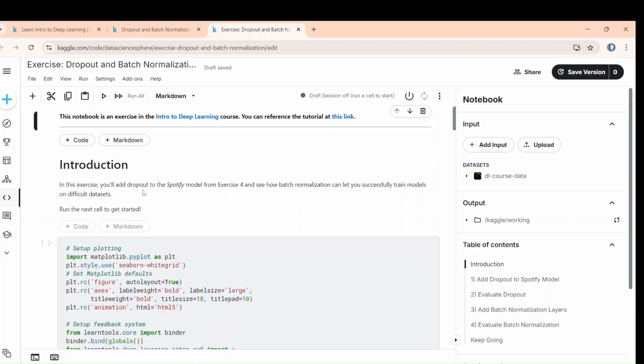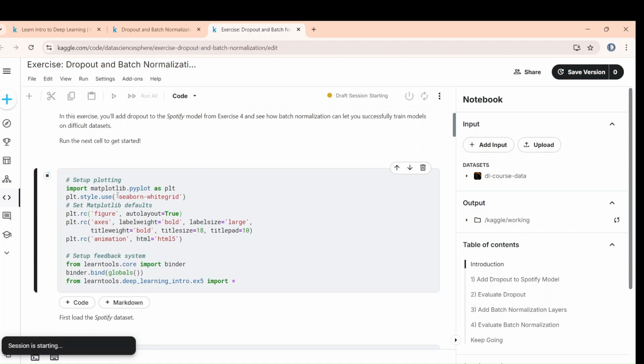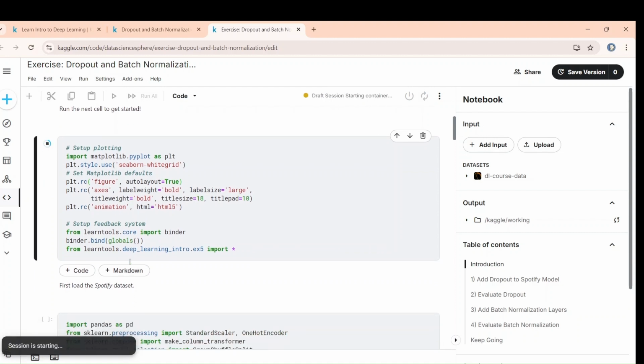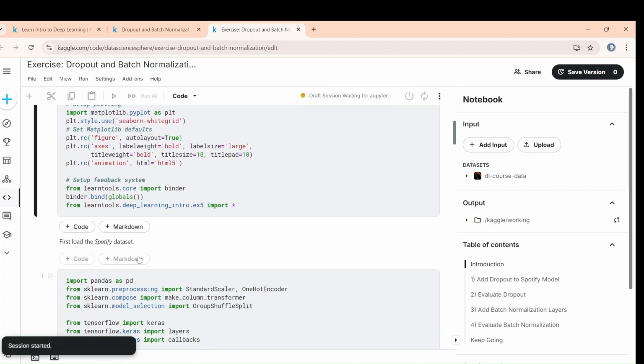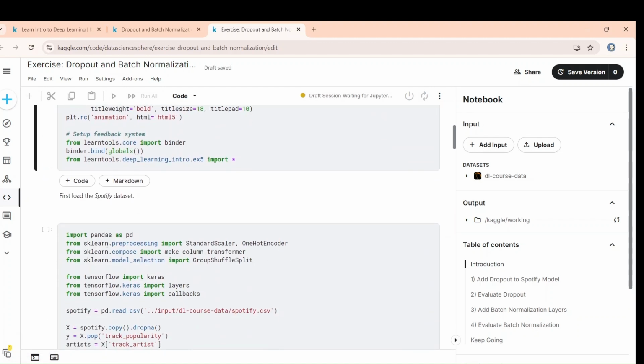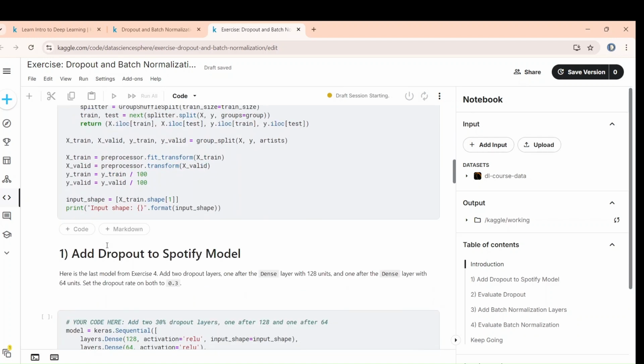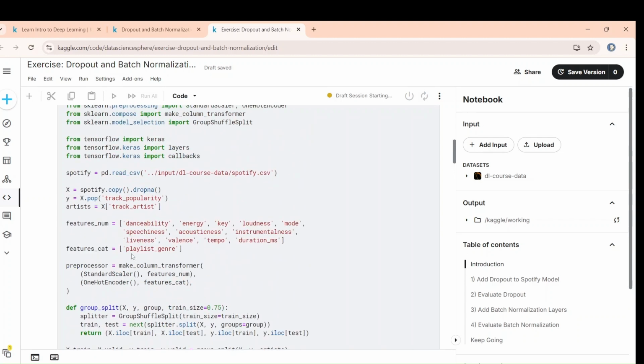Now your turn, let's do it. In this exercise, you will add dropout to the Spotify model and see how normalization can let you successfully train a model on a difficult dataset. Okay, let's understand. Same as before, they have created the plots, and they have used that Spotify dataset we used earlier also. Let me run all of these. Then we have to add dropout to the model. We will add a dropout, and we will add batch normalization.